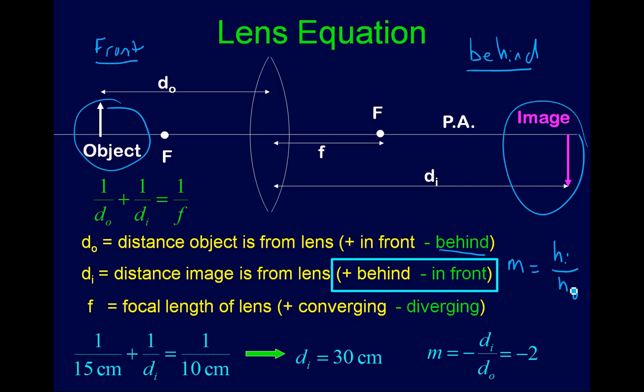I think the big difference here is how you do the image. With the mirrors, the image is in front because it's reflected off, so if it's a real image, it's going to be in front of the mirror. But here, since the light's passing through, it's a real image if it's behind. And so you've got to be careful with that.